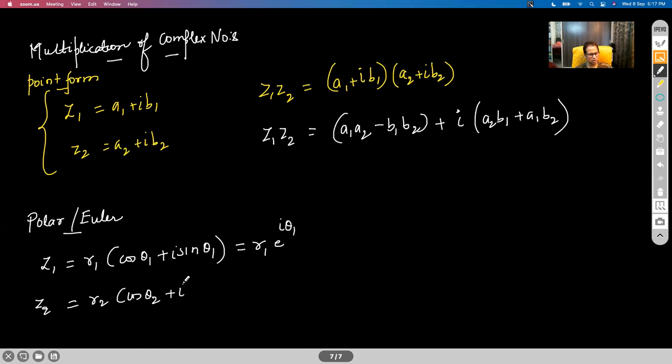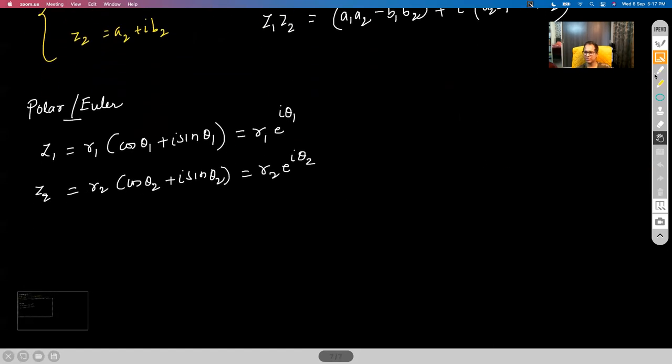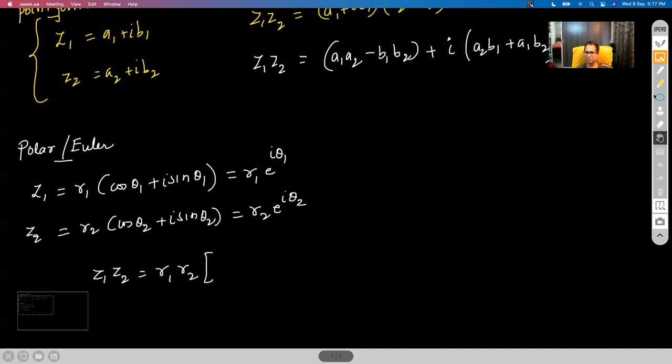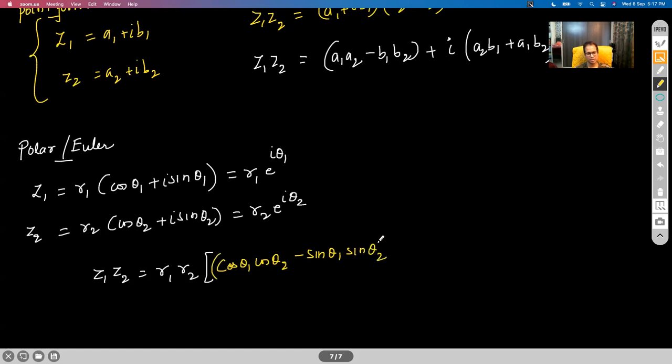So now when you multiply these two complex numbers, let us see what happens. Of course, Euler form will give you a straight-cut understanding. But even in the polar form, if you do, you'll get R1 R2. Now see, I'll just follow this expression. A1 A2 minus B1 B2 will give you cos theta 1 cos theta 2 minus sine theta 1 sine theta 2. Okay. And A2 B1 plus A1 B2. A2 B1 is cos theta 2 sine theta 1. And A1 B2 is sine theta 2 cos theta 1. Correct?